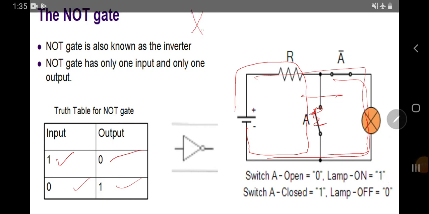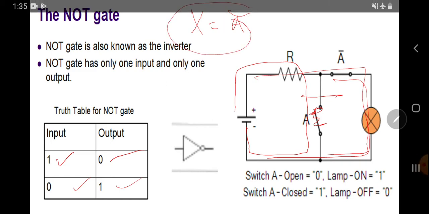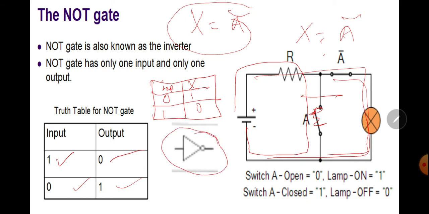NOT gate Boolean equation is x is equal to a bar. This is the Boolean equation for NOT gate. The truth table: input, output, 0, 1, 1, 0. X is equal to a bar. If a is equal to 0, you will take 1. And this is the symbolic representation. This is the input. There is only one input for a NOT gate. And this is the symbolic representation.